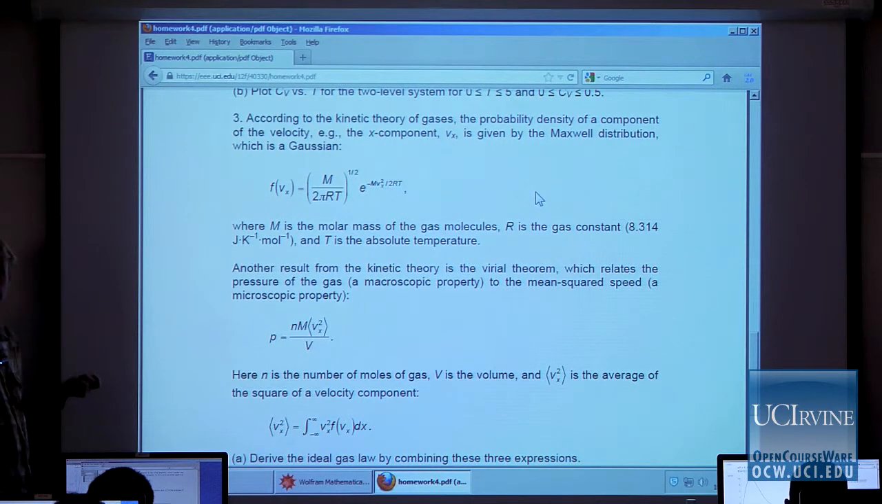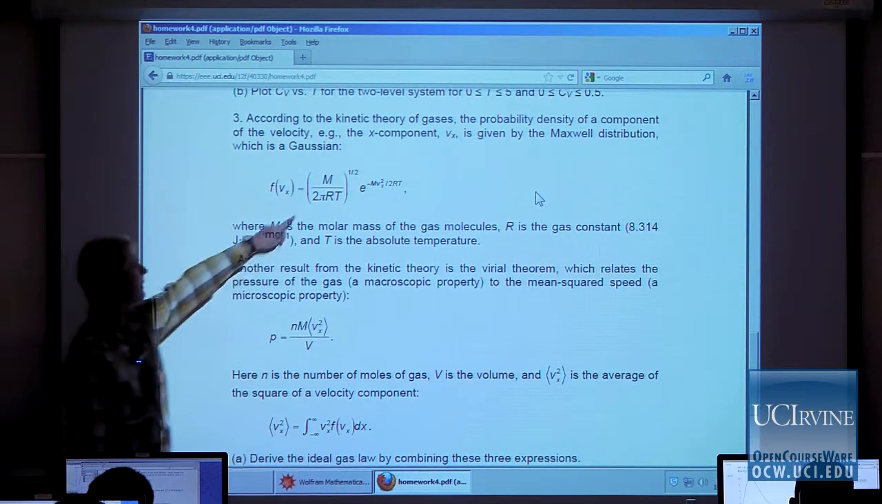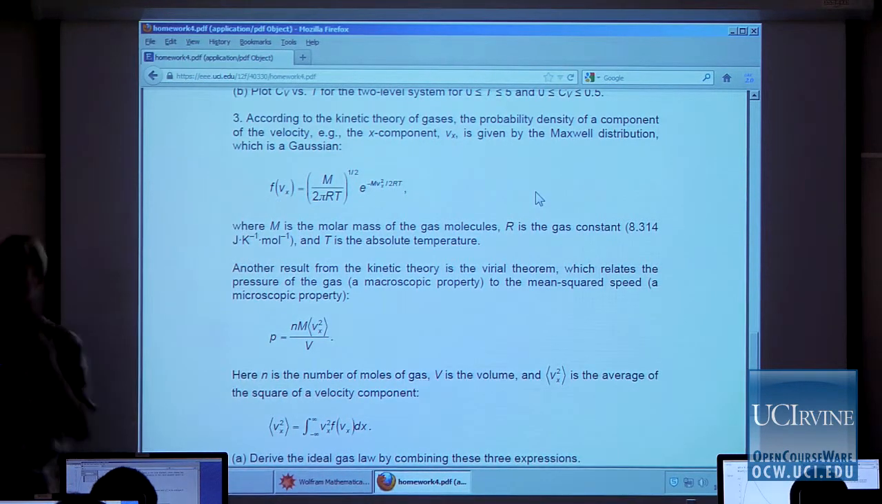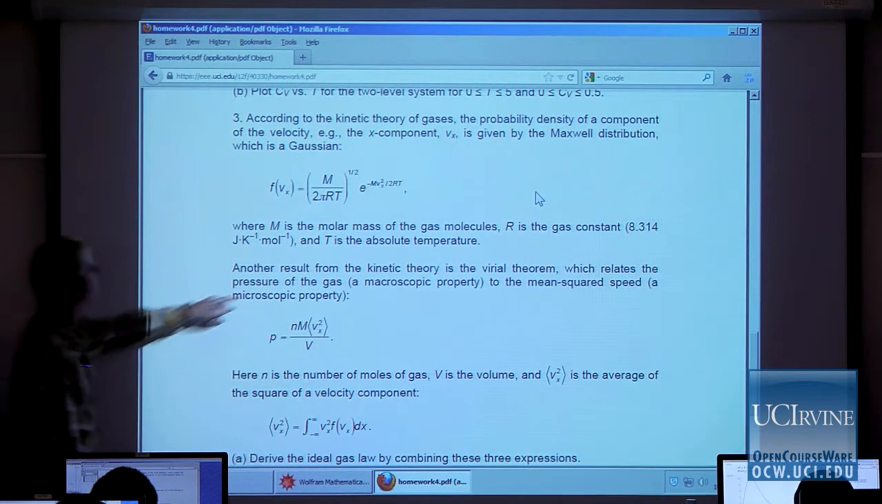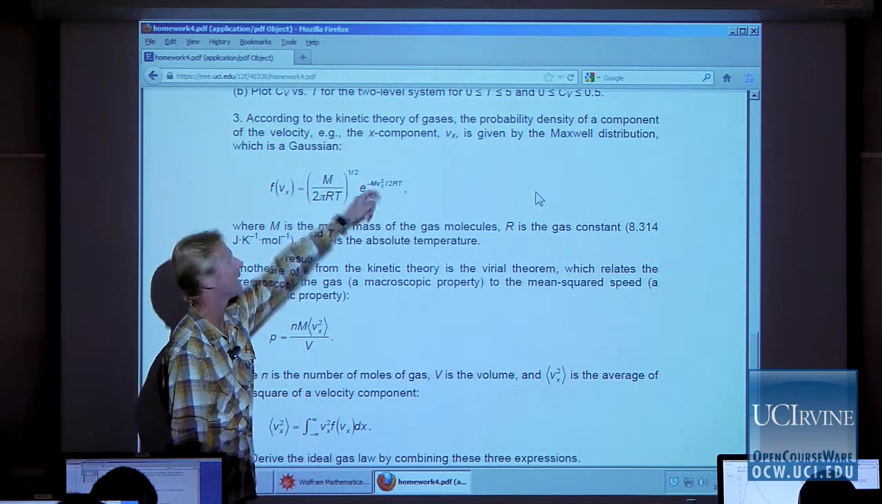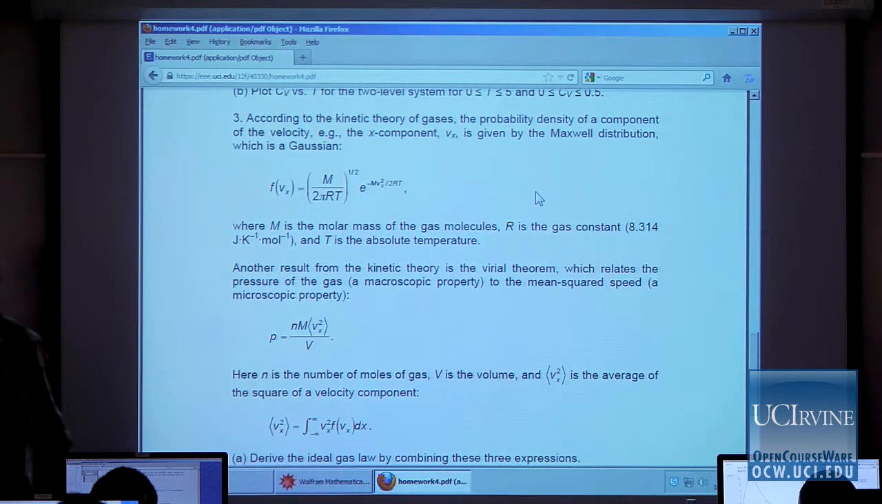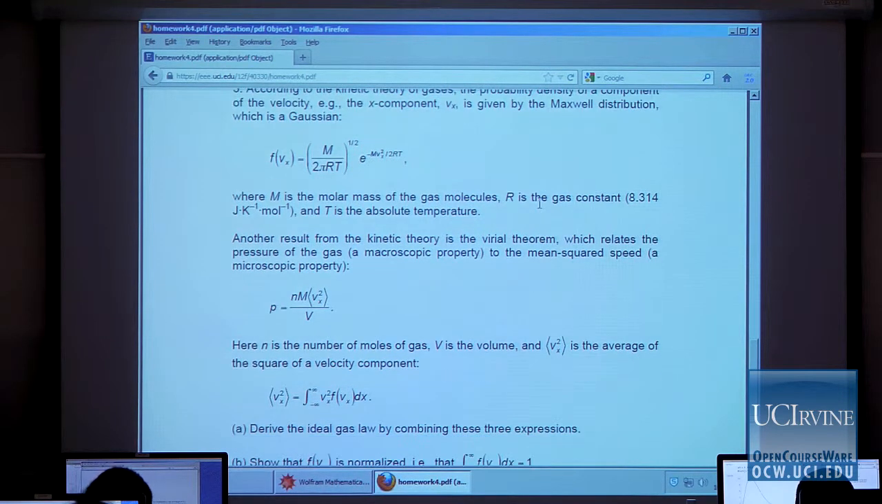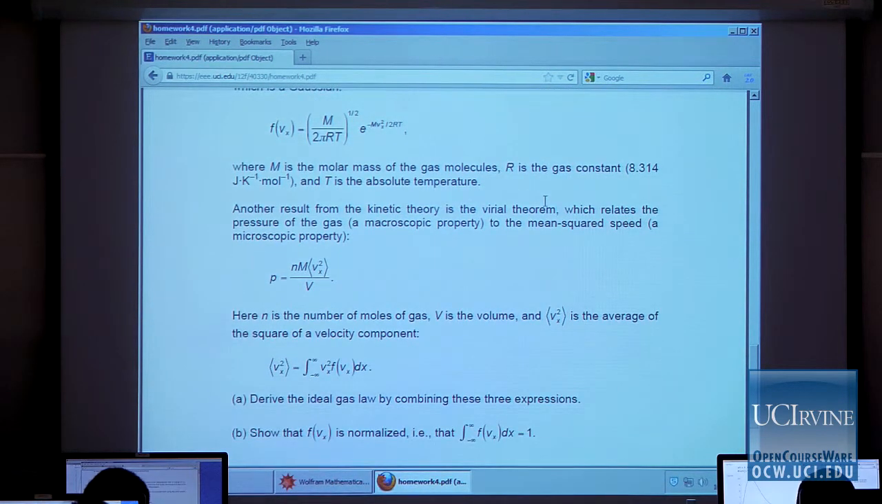Now, it turns out that for an ideal gas, that distribution is a Gaussian. It's shown here. This is the Maxwell distribution for the x component of the velocity of a gas molecule. And I think you can see over here it's got e to the minus something times vx squared, which is Gaussian. So this is one of the places where our friend the Gaussian distribution shows up in an important context. All right. So what I want you to do here is basically derive the ideal gas law from kinetic theory. Okay?